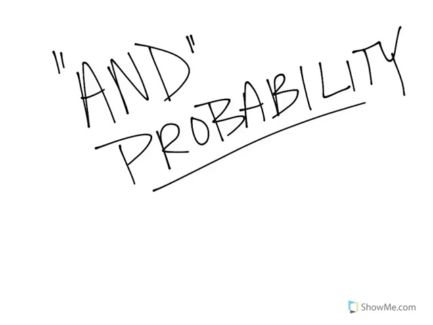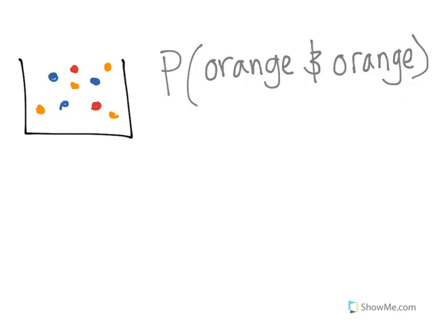Now we have the last kind of compound probability, which includes the word "and" in the problem. So the first thing we always want to find when we're talking about the probability is the total. So count them up. Total should be 9. So we're going to use that number.